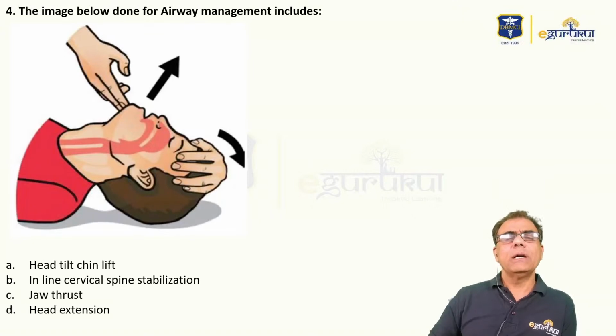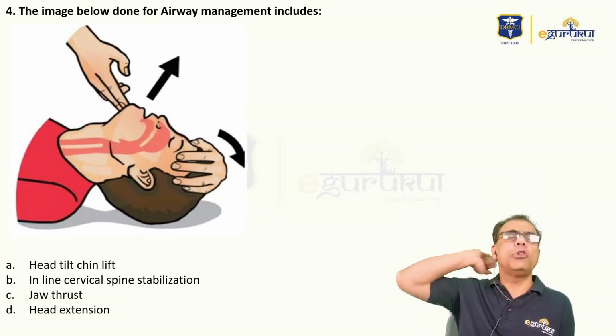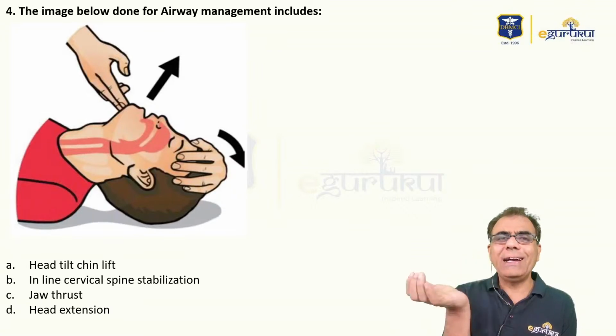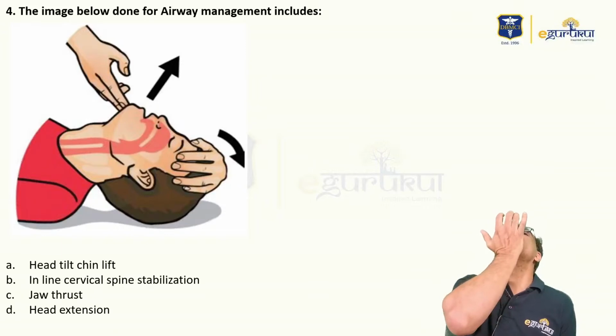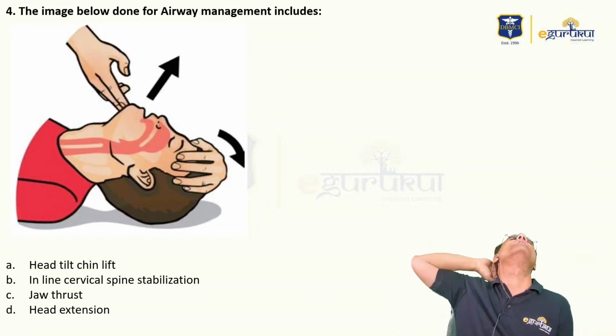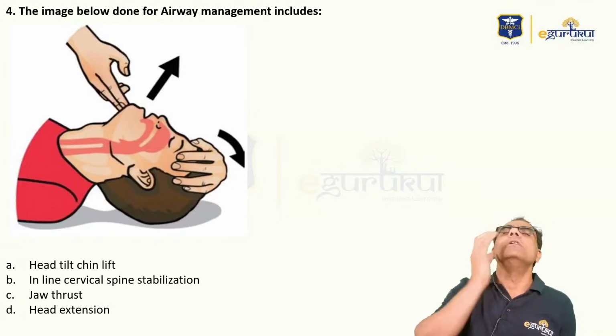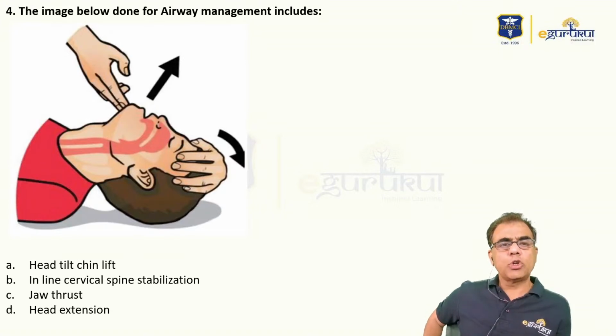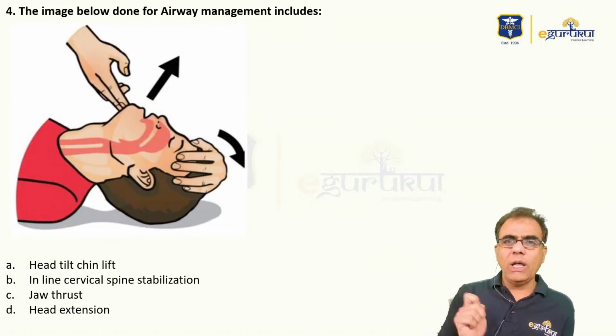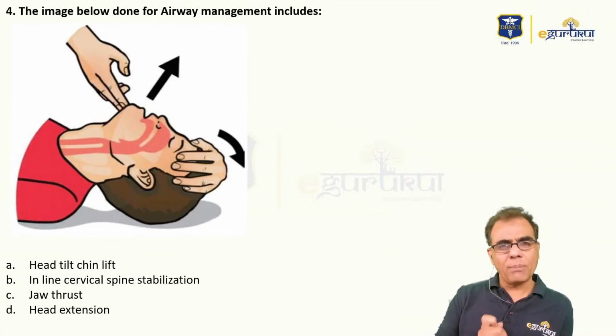Head tilt means neck extension, and usually chin lift and head tilt are done as a single maneuver. It means when you lift the chin, automatically there will be extension of the head. Jaw thrust means anterior displacement of the mandible. And all this is done to prevent tongue fall, because the most common cause of airway obstruction in an unconscious patient is the tongue falling back on the posterior pharyngeal wall. So manually you can prevent this tongue fall by this triple maneuver, that is head tilt, chin lift and jaw thrust.